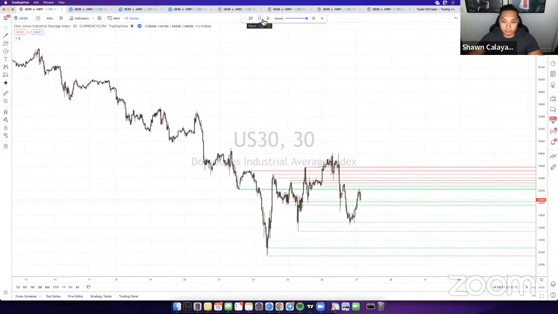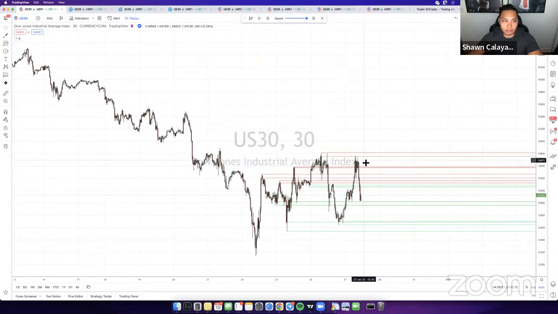And price just continues to move along further, comes back into that area, and then you can see the same resistance right here was tested, and then it came right back down.